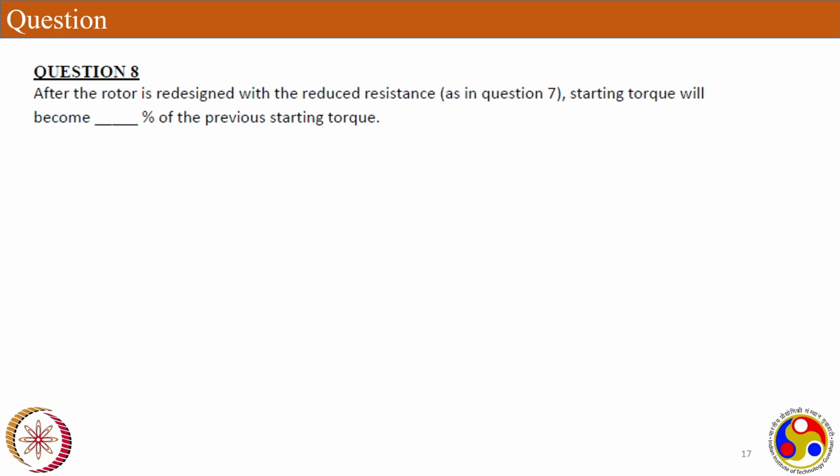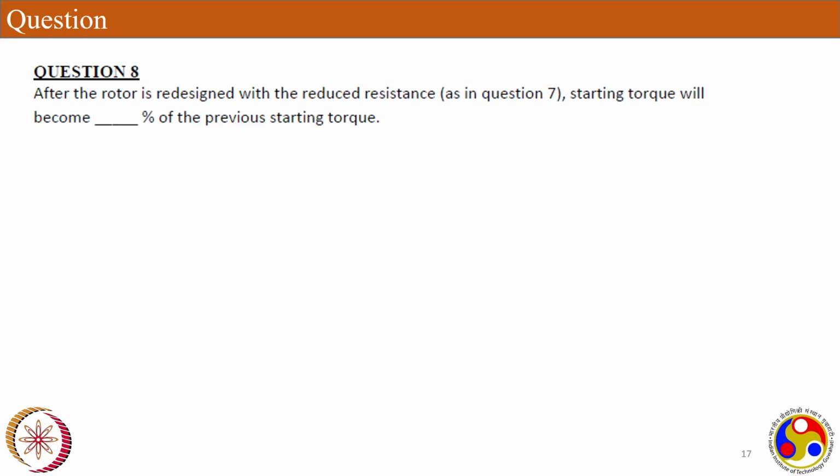Okay. Another problem is: after the rotor is redesigned with reduced resistance, as in question 7, the starting torque will become what percentage of the old? We are asking for the ratio of new to old, so T starting new divided by T starting old, as a percentage. They are not asking percentage reduction, but the torque as a percentage of the old. So that is just the ratio of both.